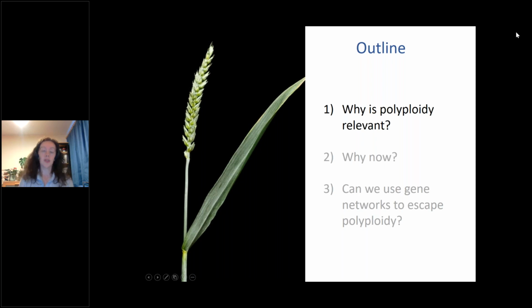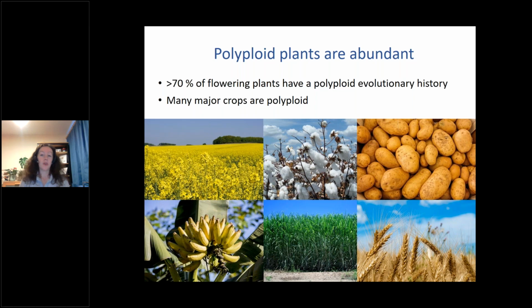Starting with why is polyploidy relevant? Polyploid plants are abundant in the world around us. You can see on this slide several different examples of polyploid plants, and over 70% of flowering plants have a polyploid evolutionary history. Indeed, many of our major crops are polyploid. As you can see here, we have oilseed rape, cotton, potato, banana, sugarcane, and wheat, which is my favorite polyploid.